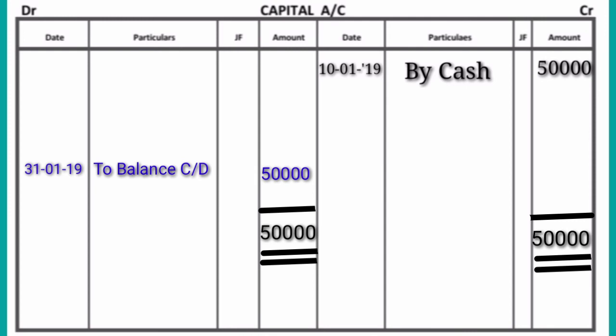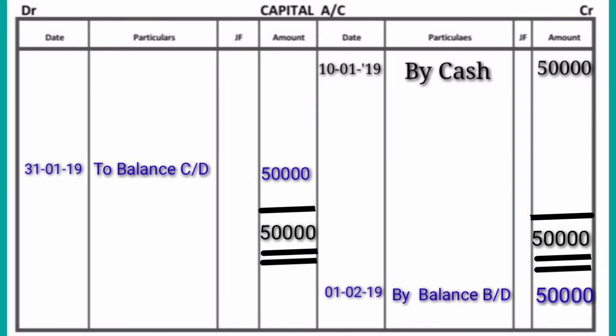Then we can say that on 1st February 2019, the opening balance will be 50,000, right? So this closing 50,000 balance carried down, we need to bring down on the credit side. So we can write here, in the date column 1st February 2019, and in the particulars column, by balance BD 50,000. Okay, this is the way the ledger account is closing.